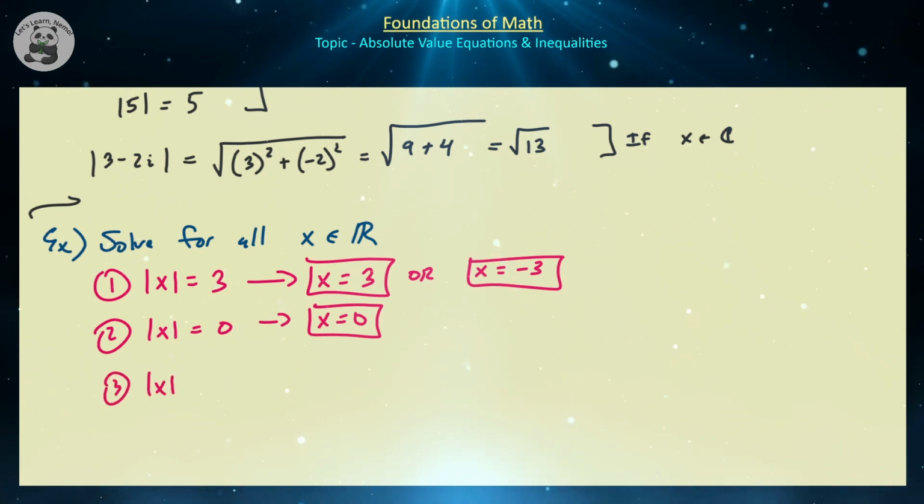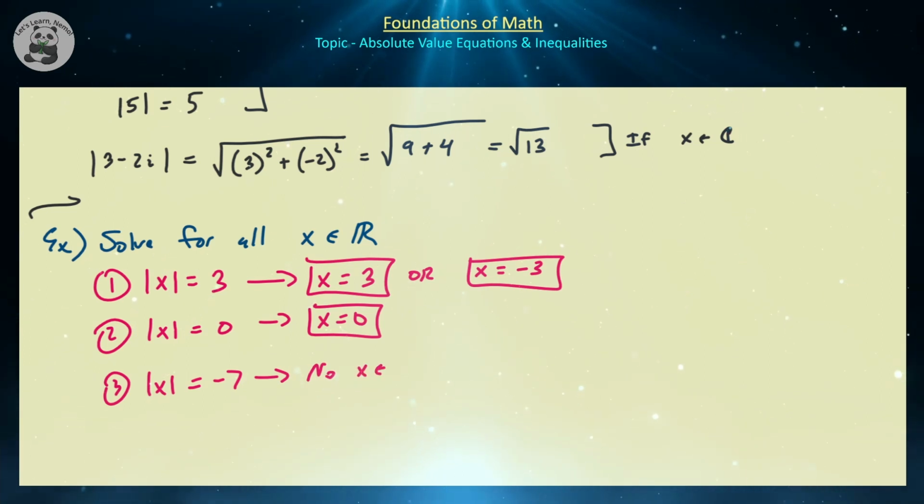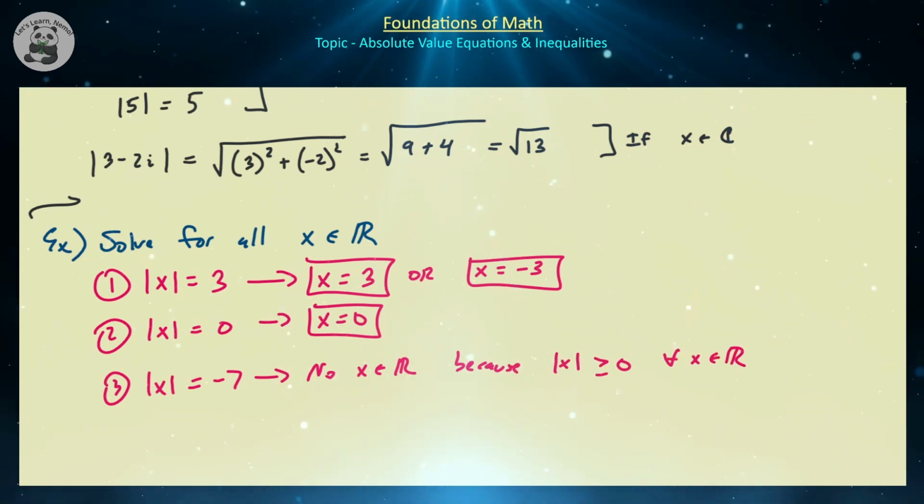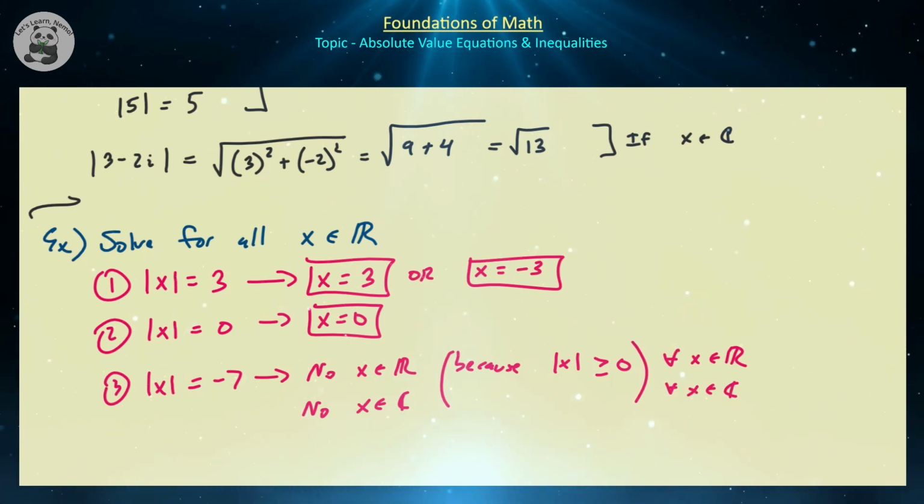And third, the absolute value of x is equal to minus 7, in particular a negative number. In particular, there is no x in the set of reals that makes this true, and that's because the absolute value of x is greater than or equal to 0 for all x in the set of reals. And also, it's not just for all x in R, but there's also no x in C as well, because this statement is also true for all x in C, right?